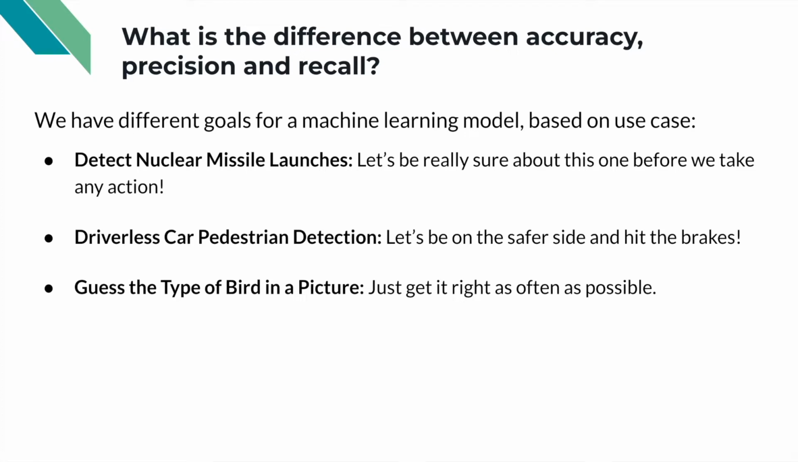In a different case, we're trying to detect pedestrians for a driverless car. We don't want to be quite as safe and secure as the nuclear missile launch detection use case because we want to hit the brakes as soon as we think it could be a human, and slowing down a couple extra times isn't actually that costly. Finally, maybe we're trying to detect what kind of bird is in a picture using some kind of visual learning method. We just want to get it right as frequently as possible, and we don't really care whether we guess a blue jay as a robin or a robin as a blue jay. As long as we maximize the number of birds correctly guessed, we're pretty happy.